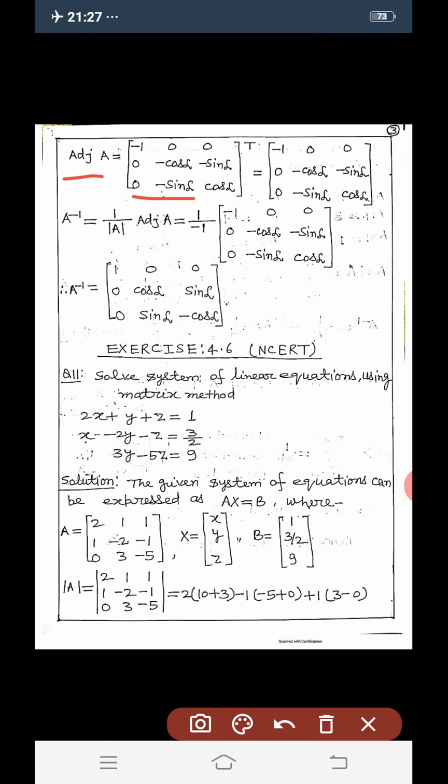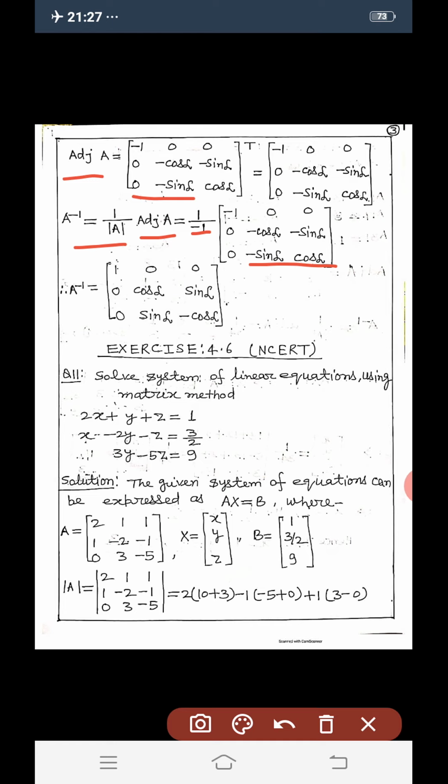Now using the formula A inverse equals 1 by determinant of A into adjoint A, and this is equal to 1 by the value of determinant A, which is -1, into adjoint A, that is -1 0 0, 0 -cos alpha -sin alpha, 0 -sin alpha cos alpha.